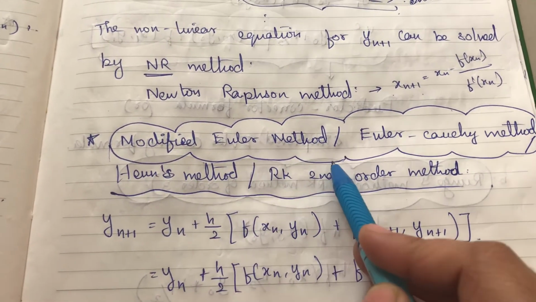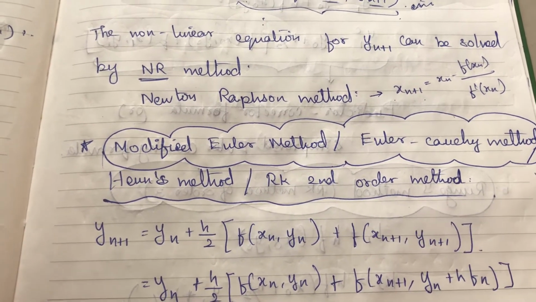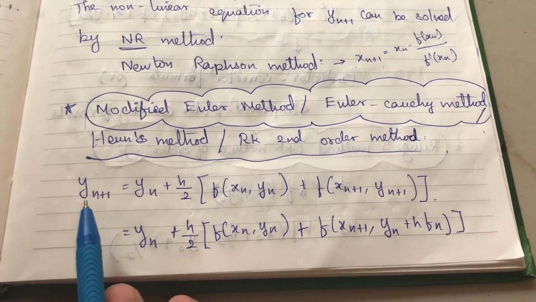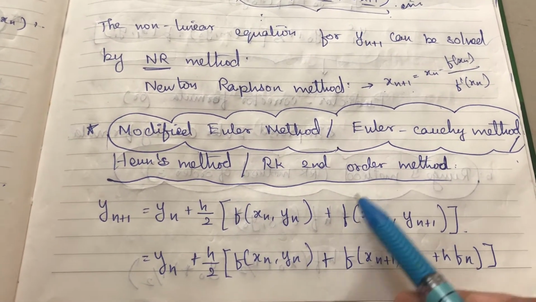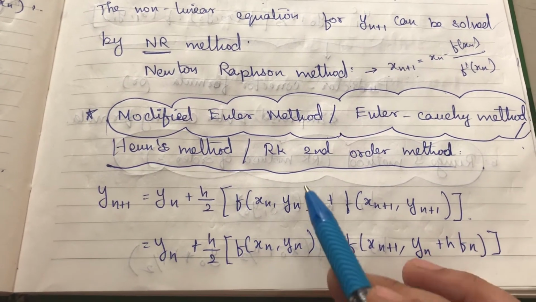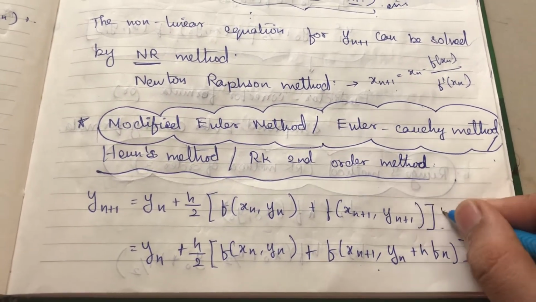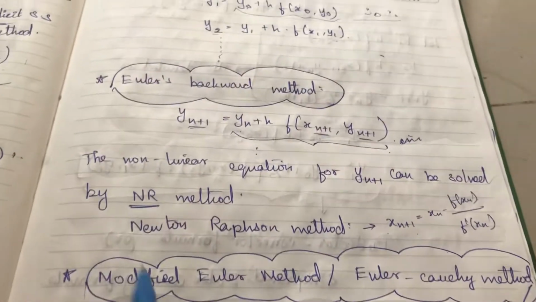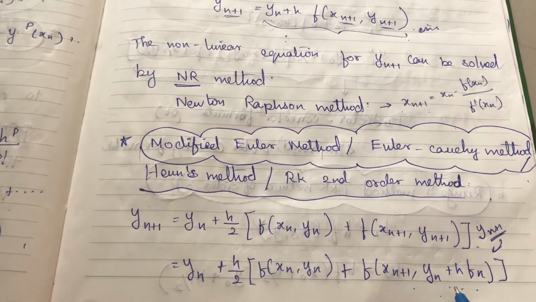Next one is the modified Euler's method, or Euler-Cauchy method, or Heun's method, or Runge-Kutta second order method. So we can easily say many names here. Here yn plus 1 is equal to yn plus h by 2 into f of n function plus f of n plus 1 function. And the second thing, the same, I am just replacing this term here, f of xn plus 1, but here yn plus 1, I am just replacing it as yn plus h into f of n, like this one. Okay, so in this form, just replacing it in this form.